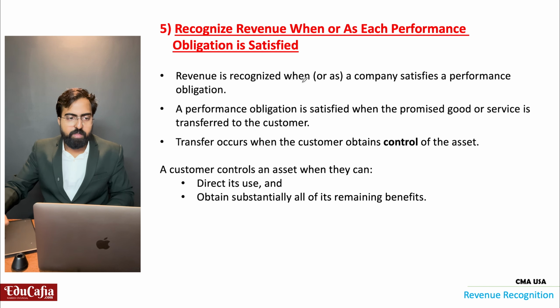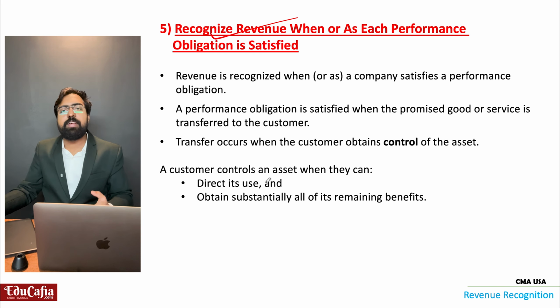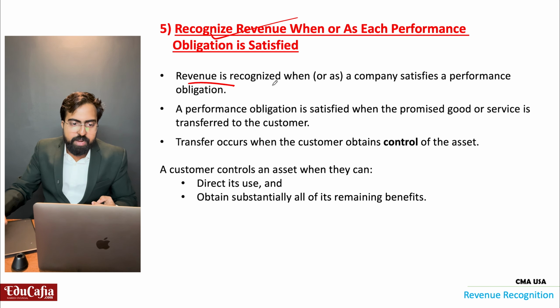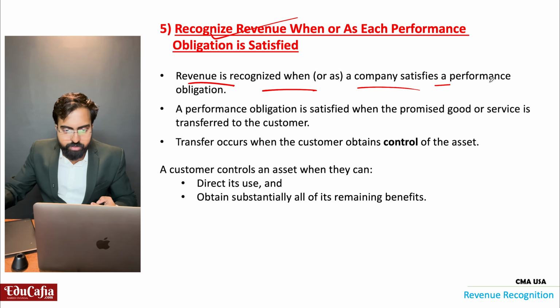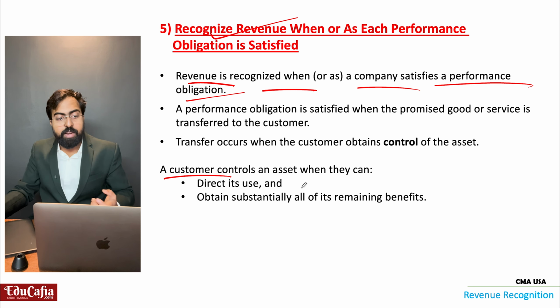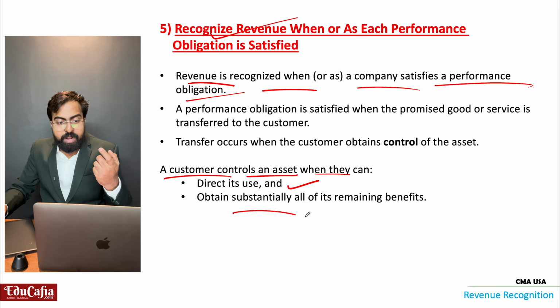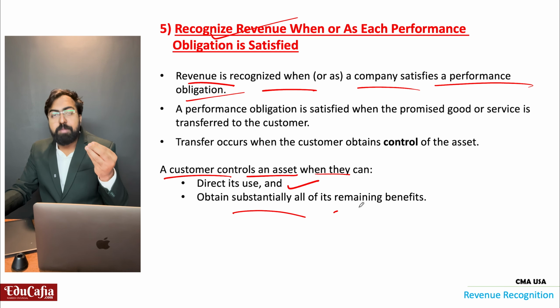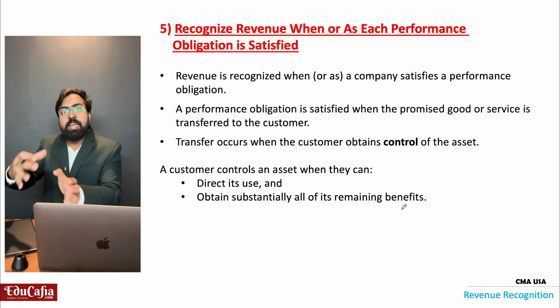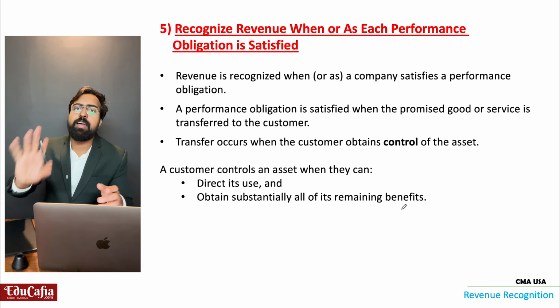Then recognize the revenue. Now you can recognize the revenue. Whatever is the transaction price, revenue is recognized when a company satisfies a performance obligation. That is, when the customer gets control over the asset, with the right to direct the use and obtain all the substantial remaining benefits. When the customer gets control over the asset, we can recognize it as revenue.